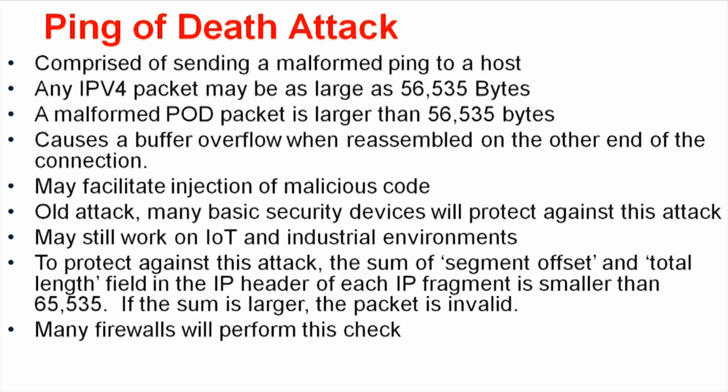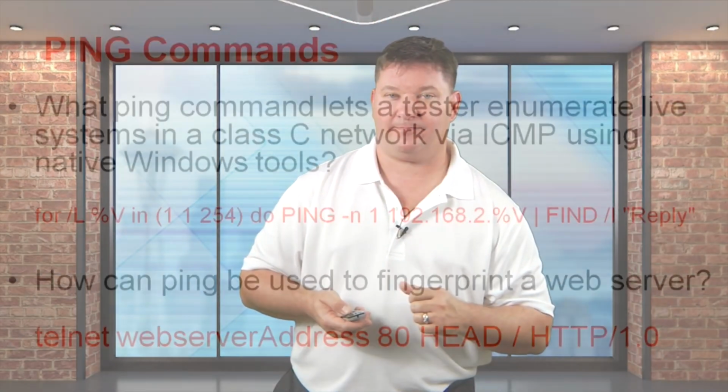To protect against this attack, check that the sum of the segment offset and total length field in the IP header of each fragment is smaller than 65,535. If the sum is larger, the packet is invalid. Many firewalls will perform this check.